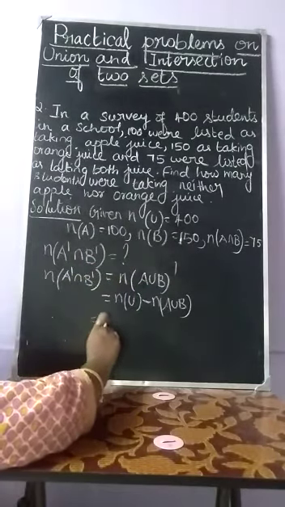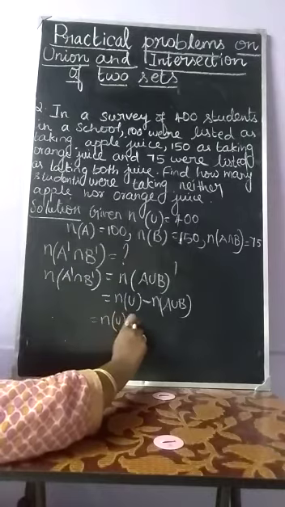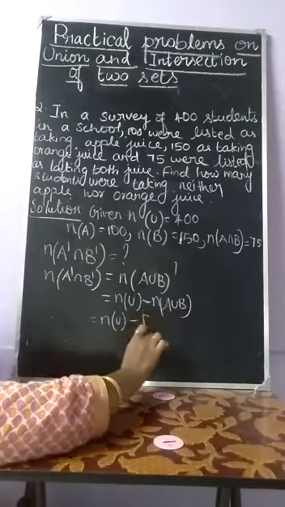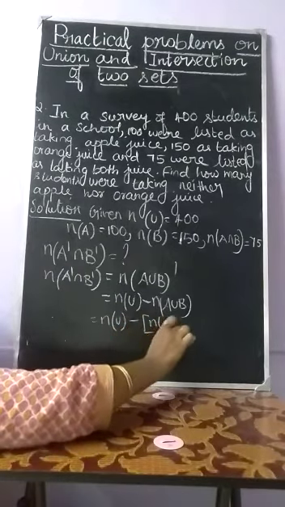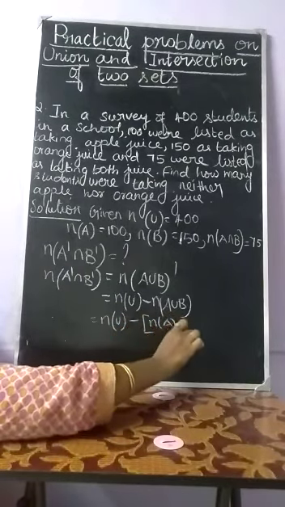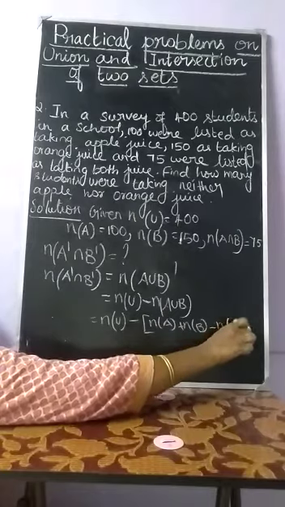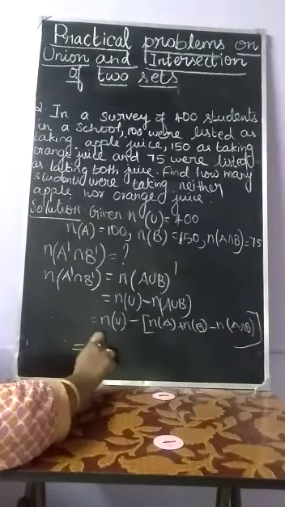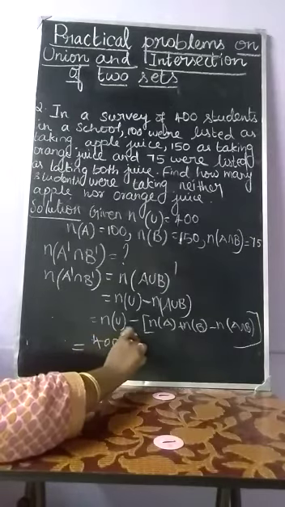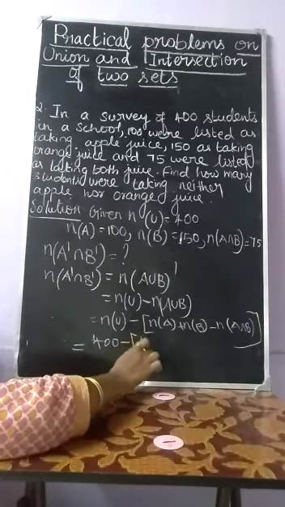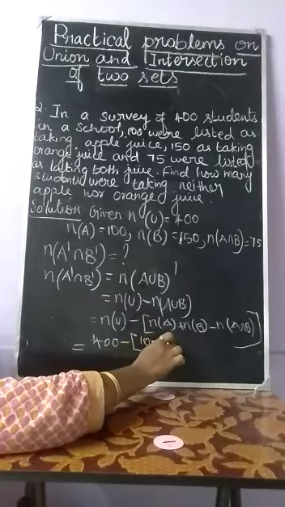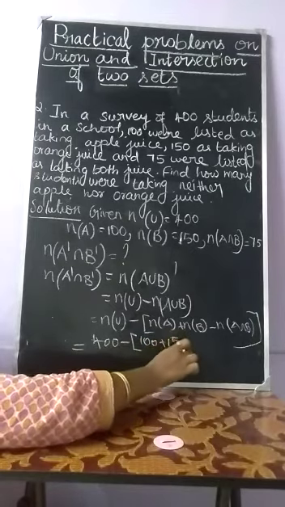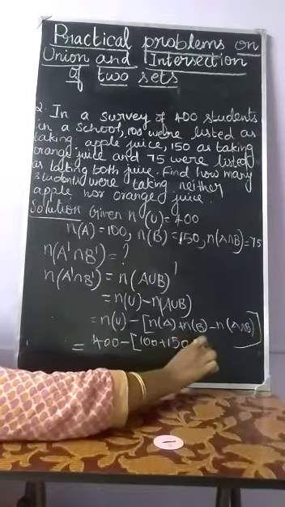Now we have to apply the formula here. What is the n of A union B formula? n of A plus n of B minus n of A intersection B. Apply the values. What is the universal set value? That is 400, minus n of A value 100, n of B value 150. What is the common value? 75.